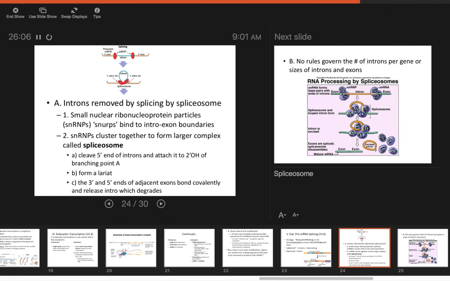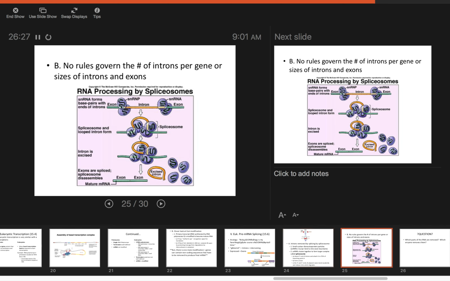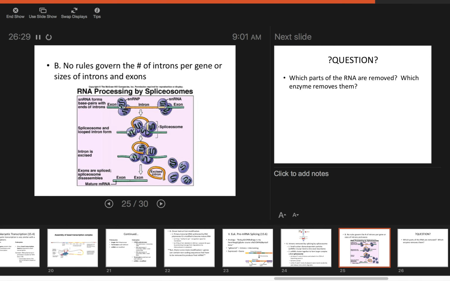Okay, so SNRPs cluster together, they form a larger complex called a spliceosome. So when they meet, they cut, they cleave, they re-glue. They say it forms a lariat. Lariat is like a lasso, if you will. But they re-glue the two exons together. There are no rules that govern the number of introns that can be found in a gene. Introns, they're there. We don't really exactly know why they're there, so it's just kind of one of those mysteries.